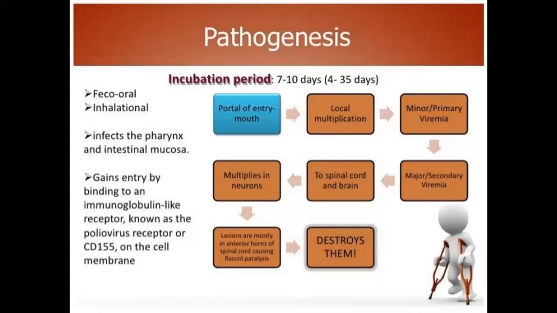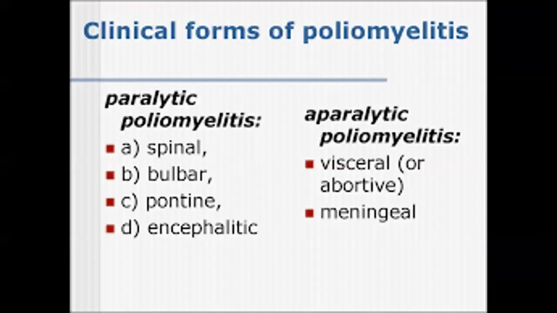It multiplies in the neurons, leading to lesions, most commonly in the anterior horn cells of the spinal cord, causing flaccid paralysis. Or it can travel to the spinal cord and brain and destroy them. What are the features of the clinical forms of poliomyelitis?